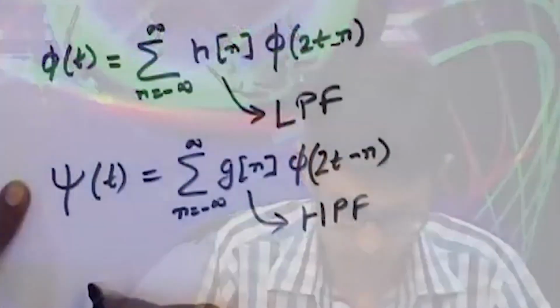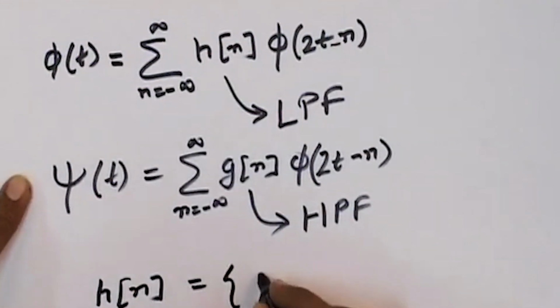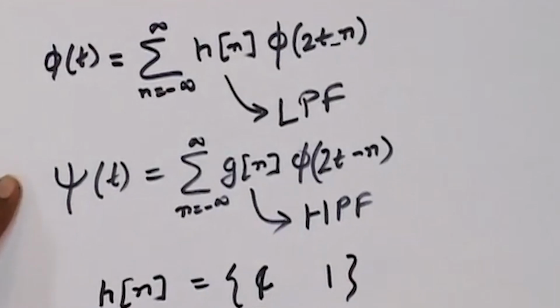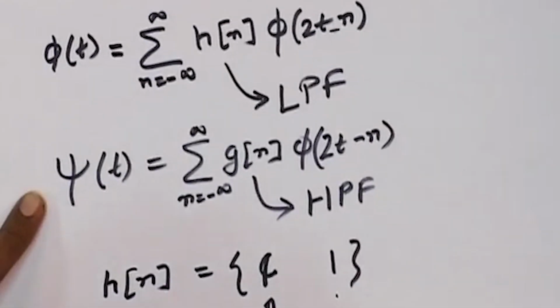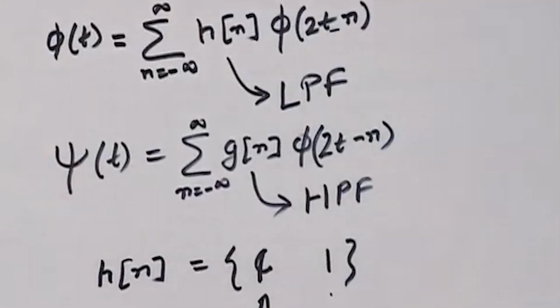Again, recalling from the lecture, for the Haar filter bank case, we have h of n given by a 2 length sequence, which is 1 and 1 at the 0th and first sample, and the g of n sequence is given by 1 and minus 1. We use this and we will try to generate the scaling and wavelet function.